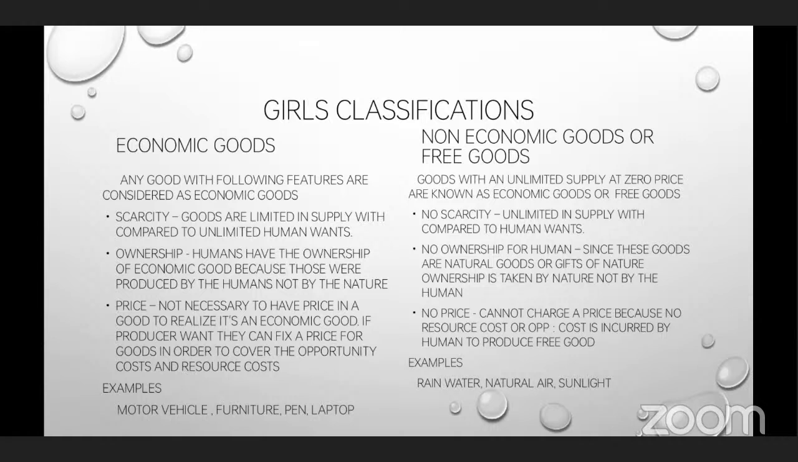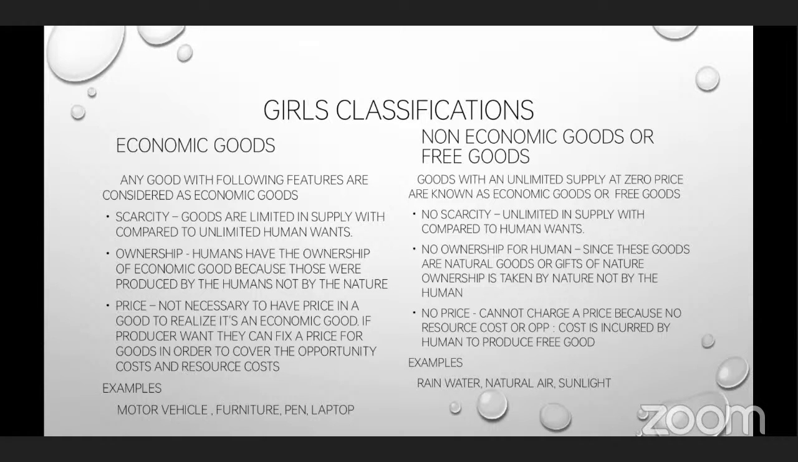Okay, we will see what non-economic goods or free goods are. Goods with an unlimited supply at zero price are known as non-economic goods or free goods. We will see the characteristics of a free good. No scarcity. No scarcity means unlimited in supply compared to human wants. No ownership by humans, since these goods are natural goods, gifts of nature. Ownership is taken by nature, not by you, not by me.